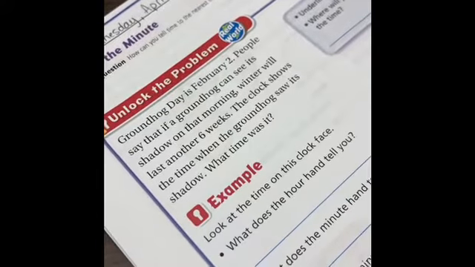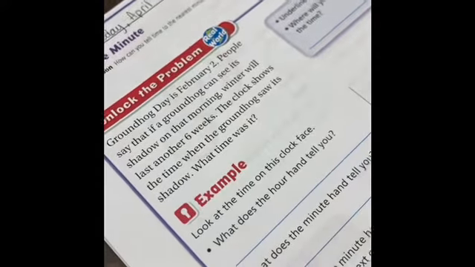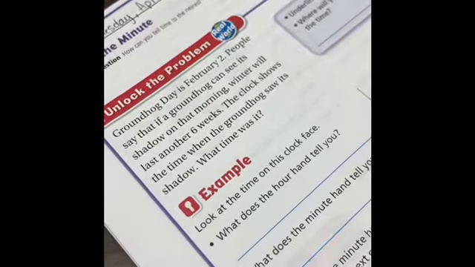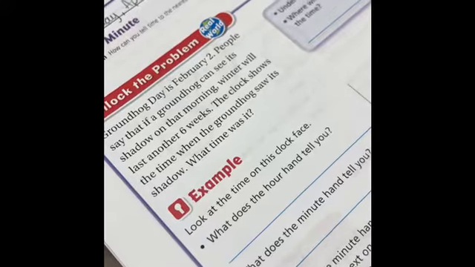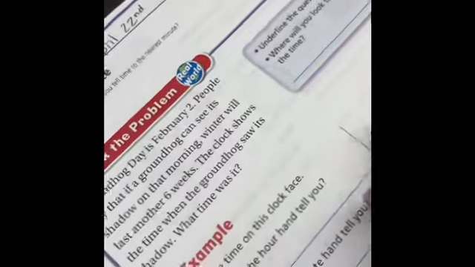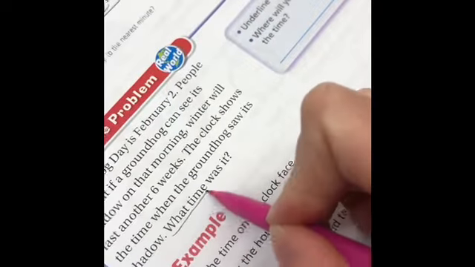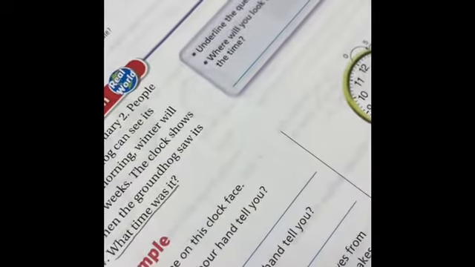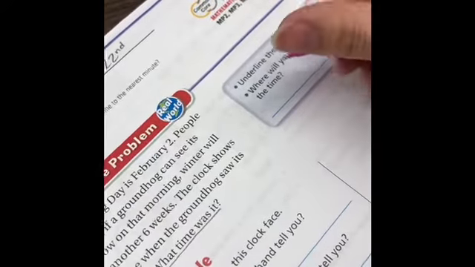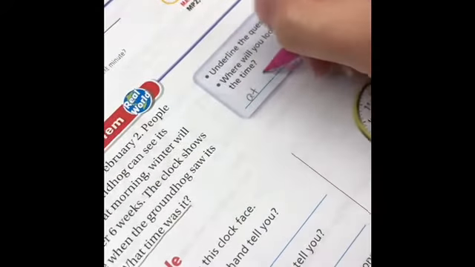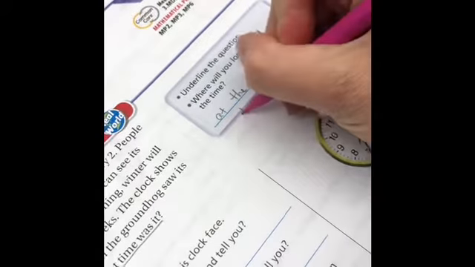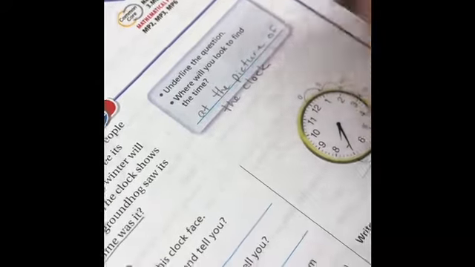Groundhog Day is February 2nd. People say that if a groundhog can see its shadow on that morning, winter will last another 6 weeks. The clock shows the time when the groundhog saw its shadow. What time was it? So it asks us to underline the question. So the question is, what time was it? And then where will you look to find the time? You will look at the picture of the clock. So we just need to write at the picture of the clock.